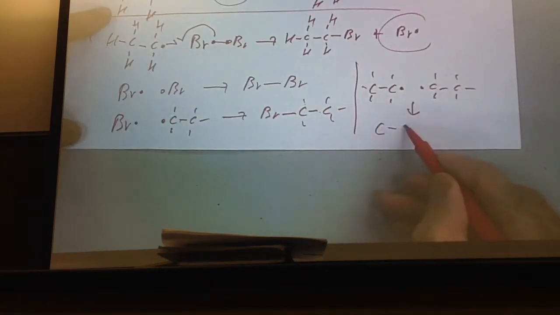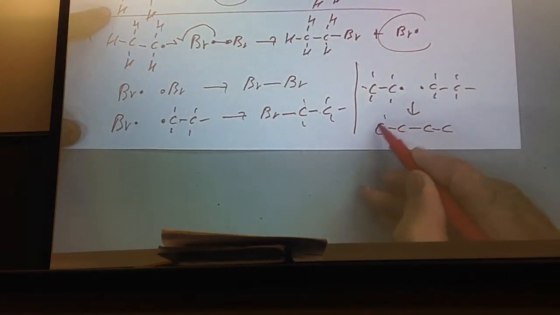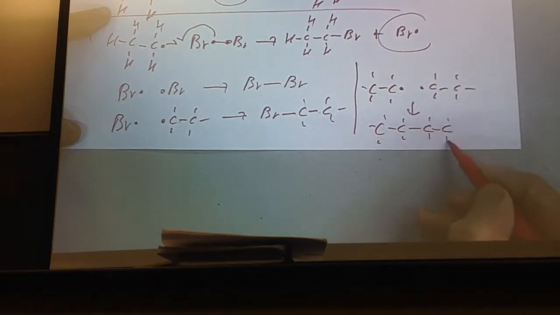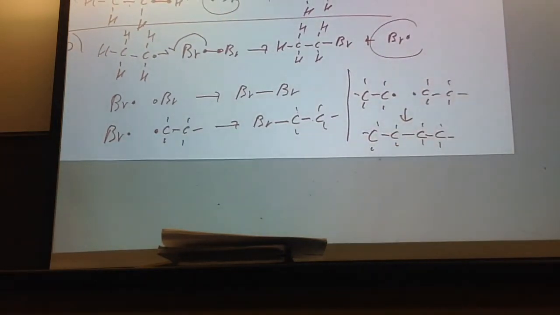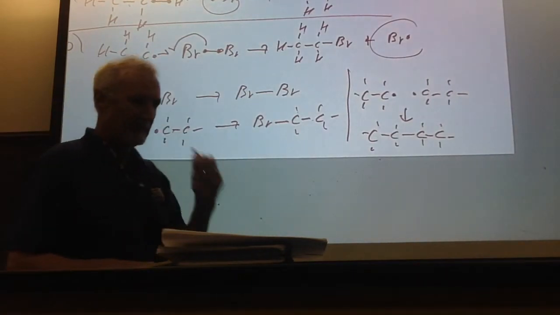And you would get butane. So you get a tiny amount of butane formed, just a tiny amount. It's one of the chain terminating steps. So anytime you bring together 2 radicals, the process stops.